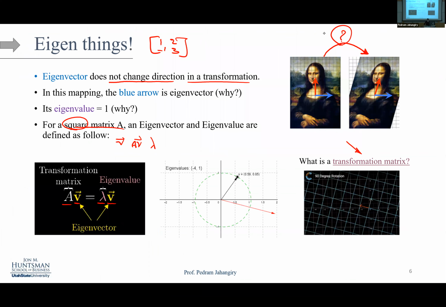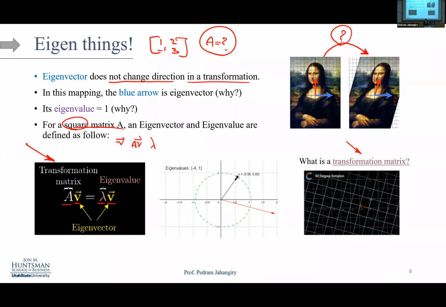So now we know what is eigenvector, what is eigenvalue, and we can, for example, use this formula to calculate the eigenvectors and values of a transformation matrix. So all that matters is what is your transformation matrix. For any squared matrix, you can calculate eigenvectors and eigenvalues. Eigenvectors are the vectors that do not change direction if you apply that transformation. Eigenvalues are the magnitude of the eigenvector after that transformation.